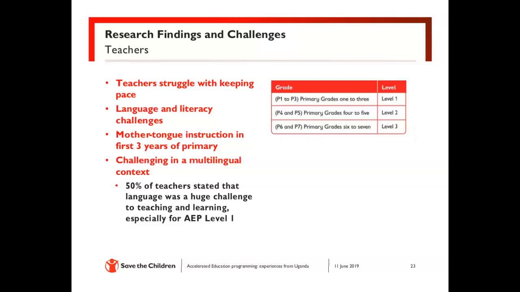In the early years of primary school in the formal system, mother tongue is meant to be the language of instruction, with a transition to English in primary 4 and above. But in a multilingual context, such as the refugee hosting districts, where one classroom may have 6 different mother tongue languages spoken, it's really a challenge to build basic literacy skills. Teachers are not trained to do this within the Ugandan primary teacher system. 50% of teachers interviewed stated that language is a huge challenge, particularly in level 1.